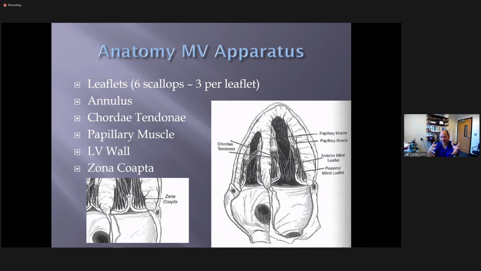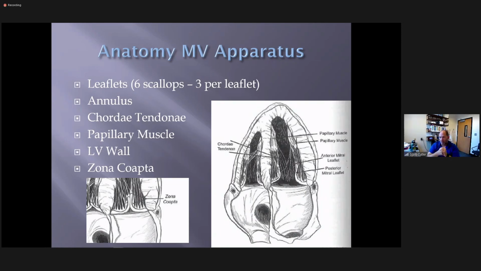So we have 3 scallops per leaflet. It is important as echo techs that we identify these. Remember, when we label them from the short axis perspective, which is coming up on another slide in a minute, we start from the lateral aspect and label them A1, 2, 3 and P1, 2, 3 for anterior and posterior scallops. We describe defects in the valve this way when they're going to do surgical procedures. We need to define which scallops are involved so the surgeon will know how to plan the surgery.